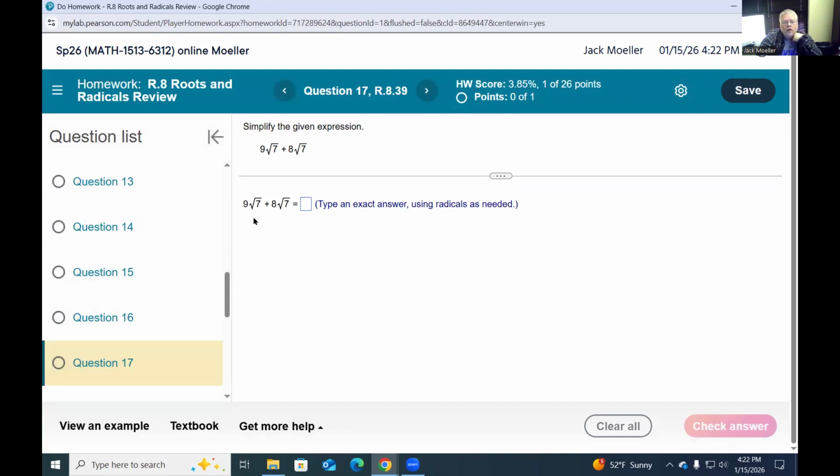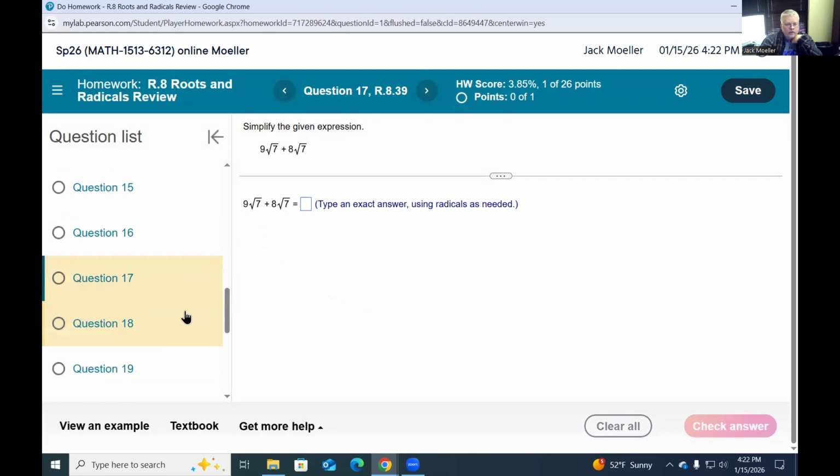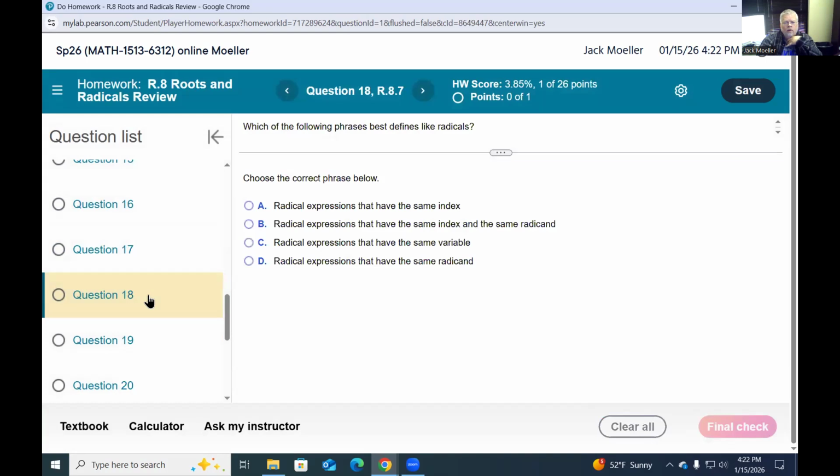Okay, and then we get into the adding and subtracting. These are both square roots of 7, so that would just be 17 square root of 7. Except for the adding and subtracting, it didn't really get too messy.